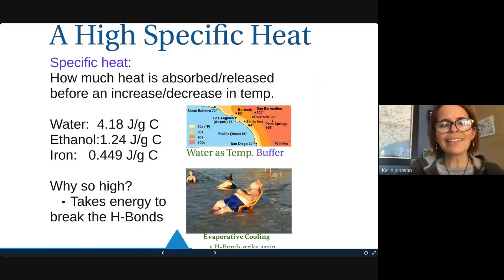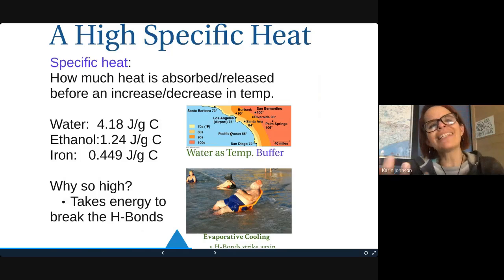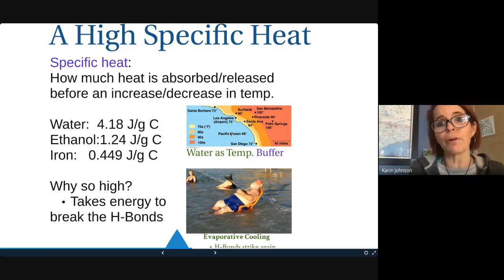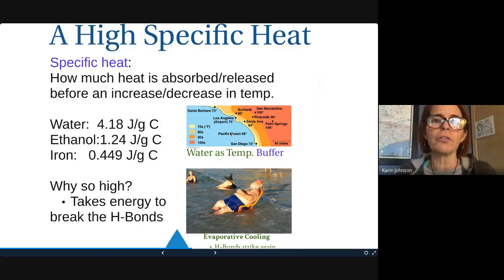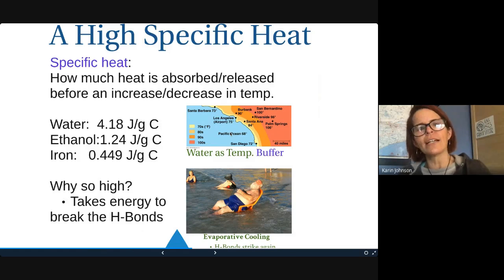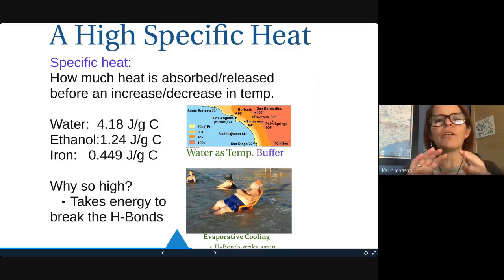But if you look at the numbers where it says water, ethanol, and iron, notice water's is crazy high. What that means is that it can absorb an enormous amount of heat before it gets warm enough to let water start evaporating. So water is super unique. The reason that matters for life on this planet, well, there's many reasons, but I'll give you one reason. Because our planet is covered with so much water, and water can absorb so much heat, we experience a very stable climate over the whole planet.